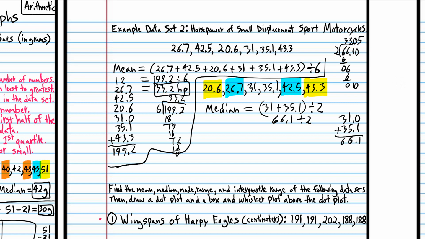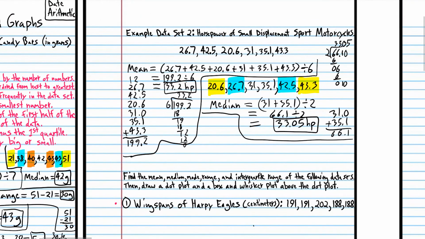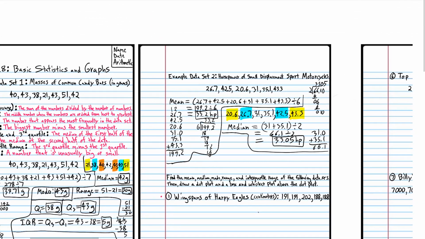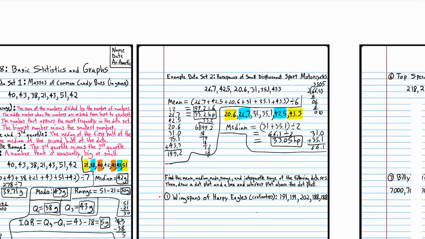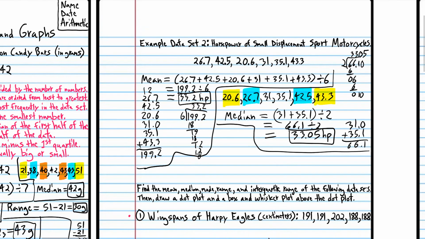Then we bring the decimal straight up, and we got 33.05. And we have to put horsepower, HP. I can't forget to do that. All right, so let's section off that work. Again, it was different when we had an even number of numbers: you had to find the mean of these two numbers. Notice that the median is not exactly the same as the mean, but in this case it's almost exactly the same, pretty close. Again, these are measures of the center.